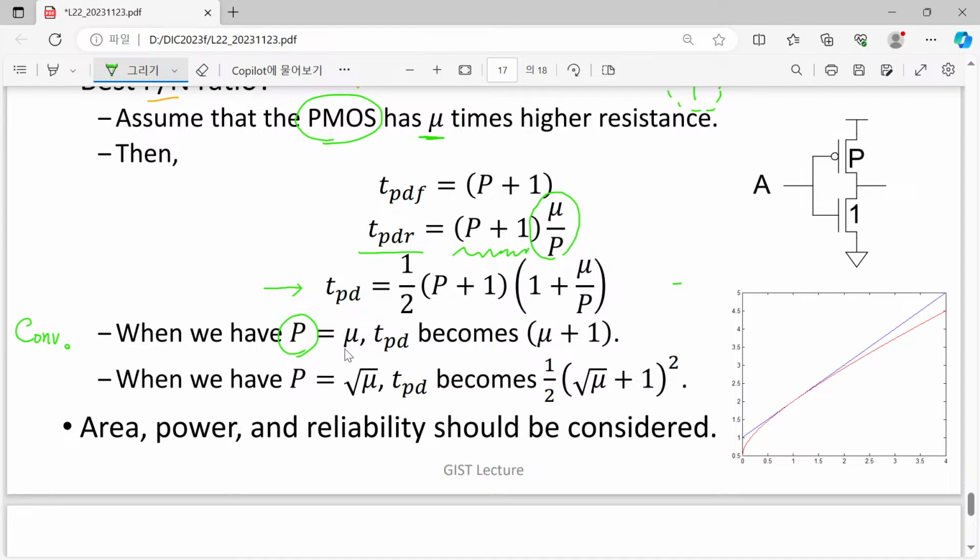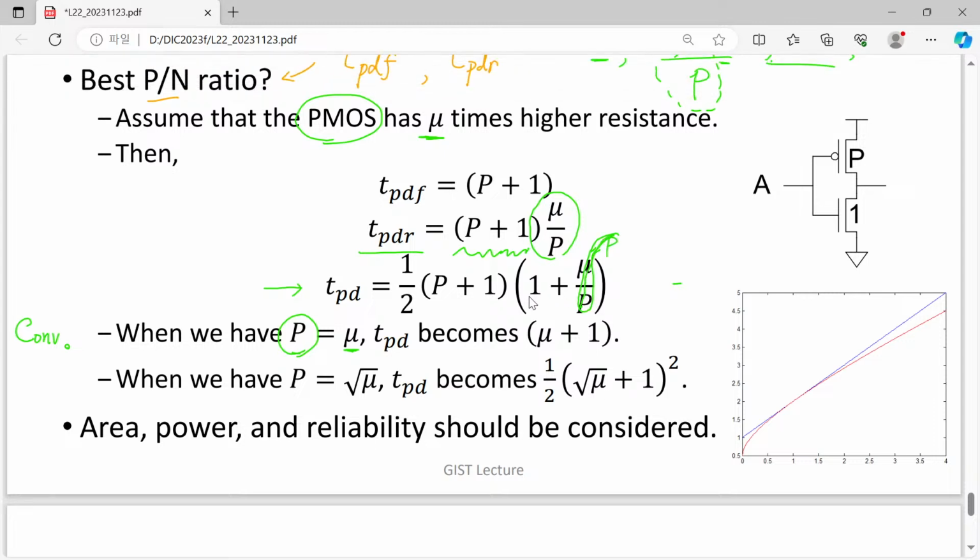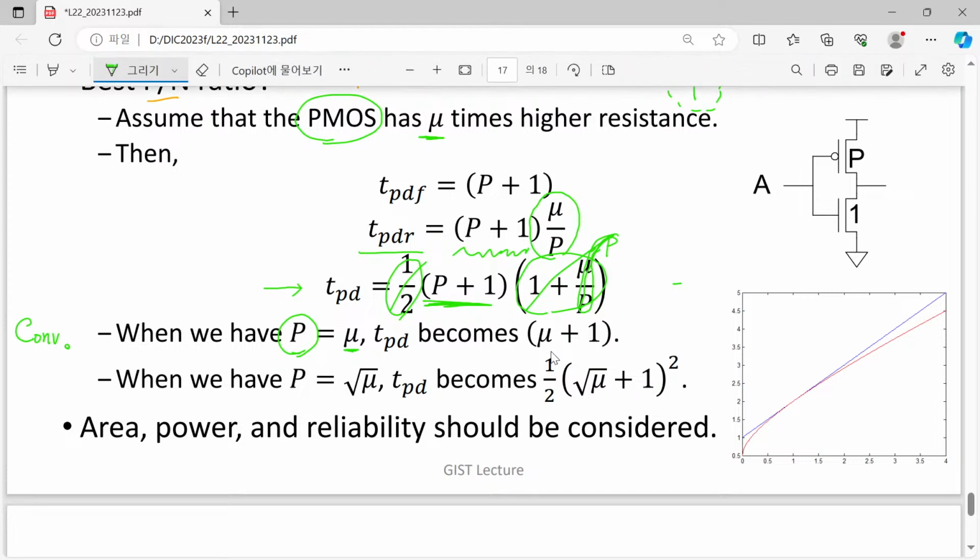Then when you consider this P equal to mu condition, what will happen? Since mu equal to P, this one just becomes 1, also this one becomes 2, and this one has a half, so everything just cancels out. We have just P plus 1, or mu plus 1 in this example. Okay, so that is the conventional case.